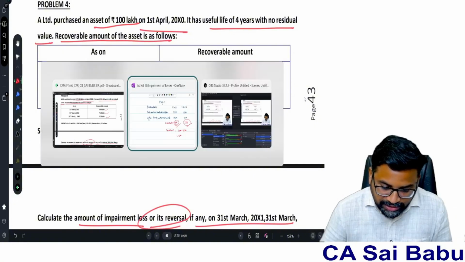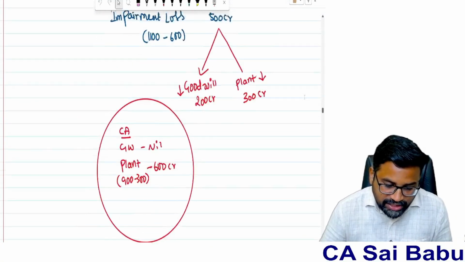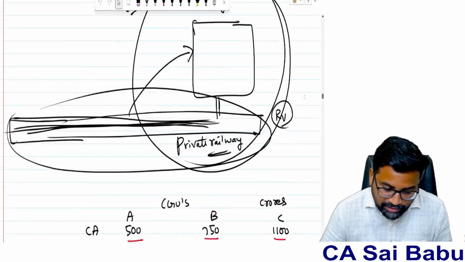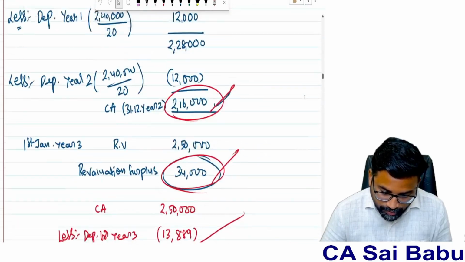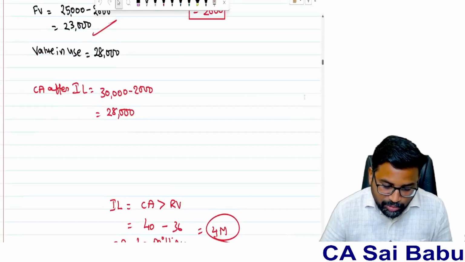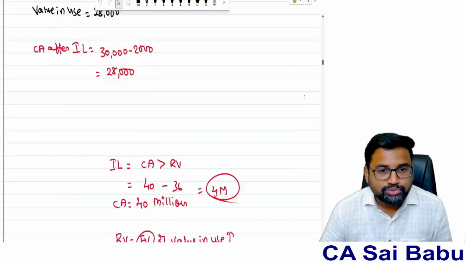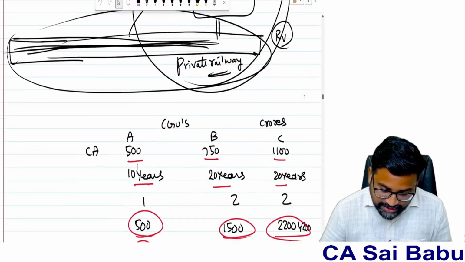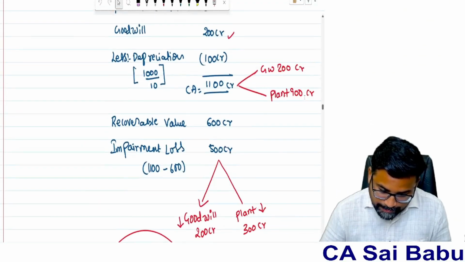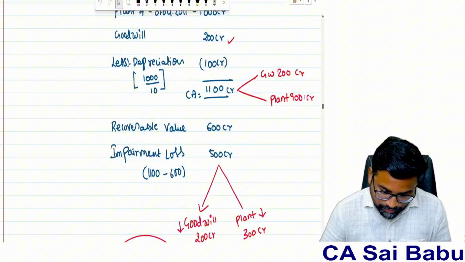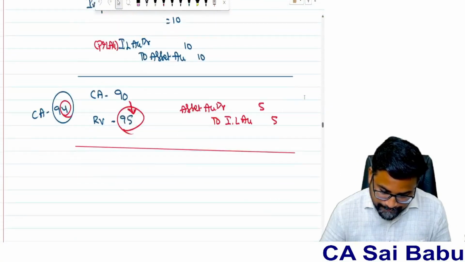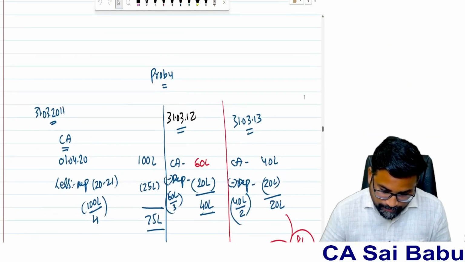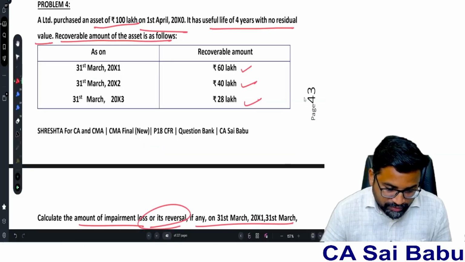Okay. So what we need to do? We need to book the impairment loss. So tell me generally how you are going to calculate the impairment loss. You need to compare the carrying amount with recoverable value. When the carrying amount is more than recoverable value, there is an impairment loss, right? In this case, this is question 4. Come to question number 4.